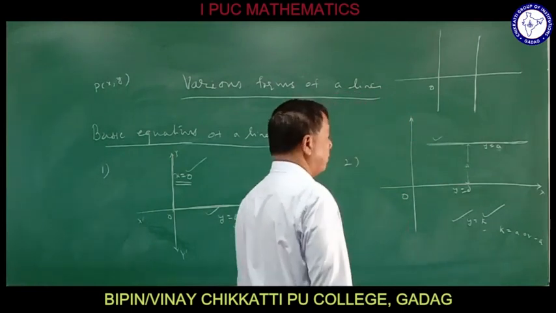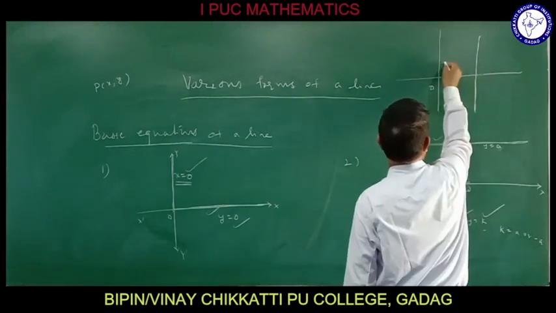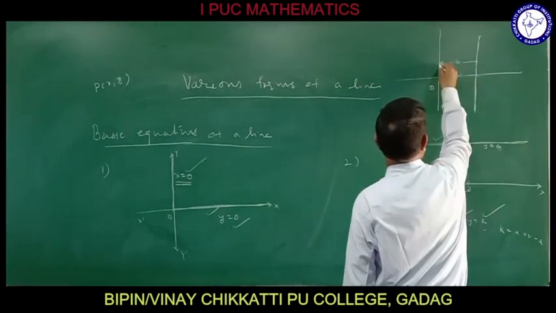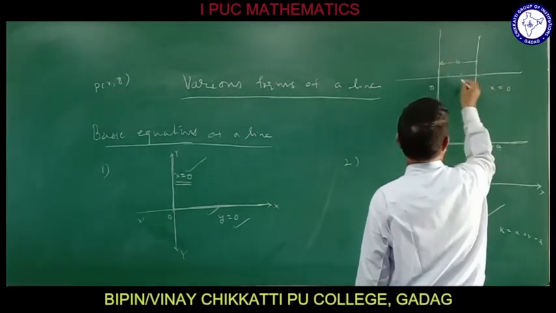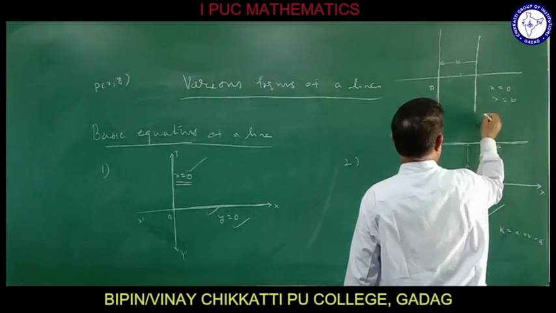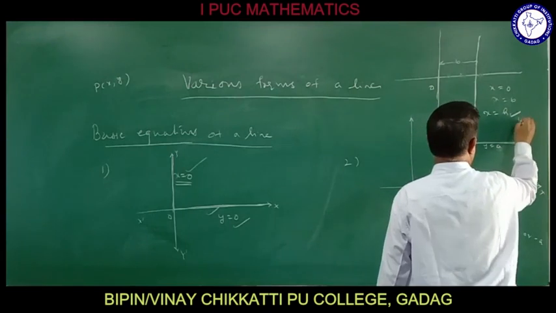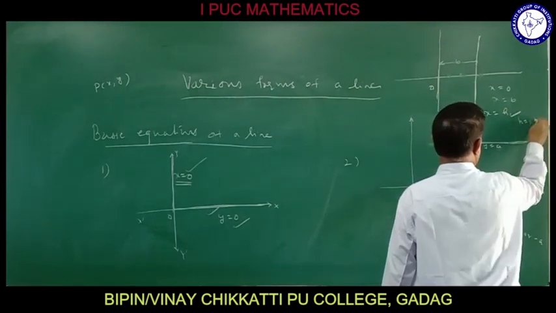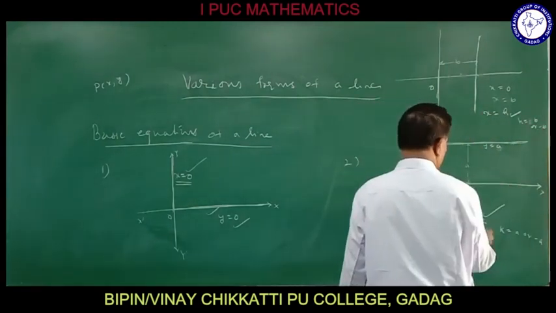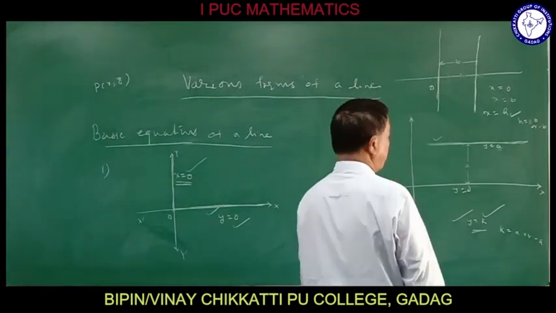Coming to the point, what is the equation of the vertical line? See how much distance it is from the y-axis. Suppose I say this is b. Then what is the equation of the y-axis? That is x is equal to 0. And here it comes x is equal to b. But in general, x is equal to h, where h is equal to plus b or minus b. Not only one, many such lines are there, and k is equal to plus a or minus a.